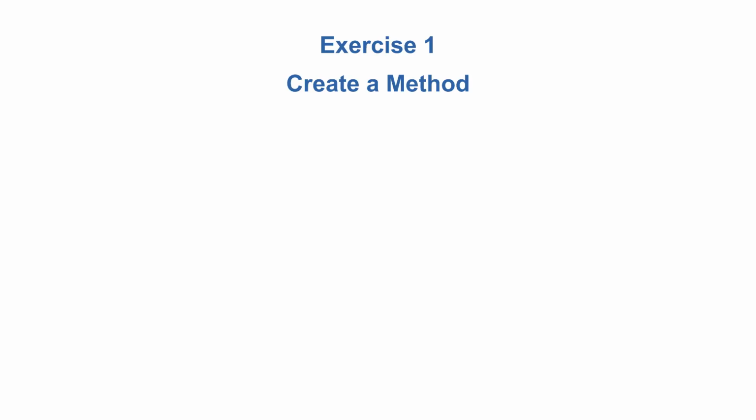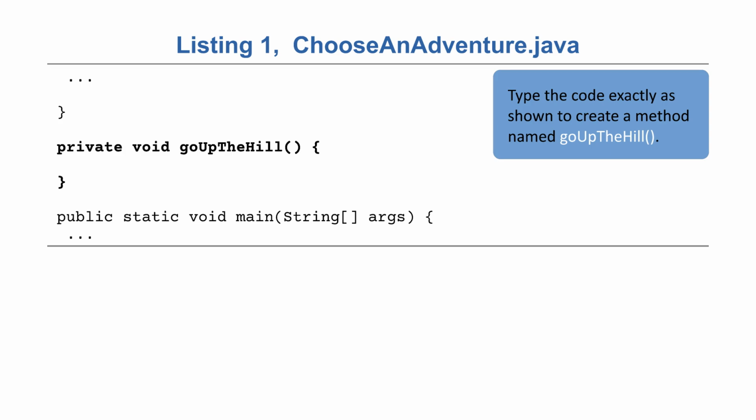Exercise 1. Create a method. Pause the video if you need more time in any of these exercises. If you want to see how I would complete any of the listings, please refer to the completed listings at the end of the video. Type the code exactly as shown to create a method named Go Up the Hill.